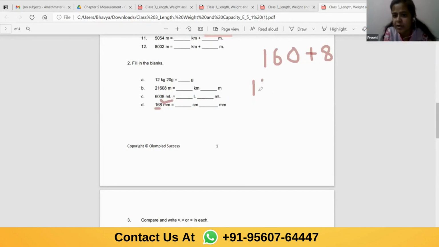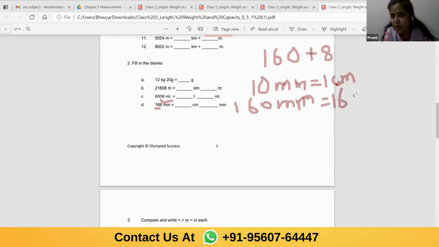Okay. So children, I am repeating myself again because 10 millimeters, I'm writing it the other way so that you understand it. If 10 millimeters is equal to 1 centimeter, then 160 millimeters is equal to 16 centimeters. As I told you earlier, whenever you go from a smaller unit to a bigger unit, you will divide. So in this case, you will divide by 10, because 1 centimeter is equal to 10 millimeters.